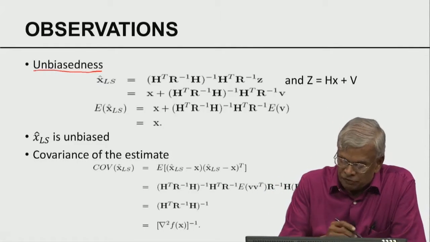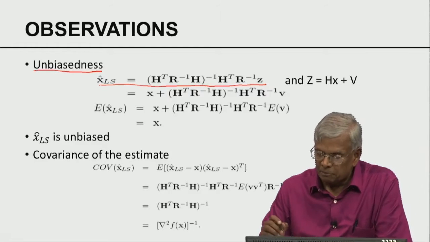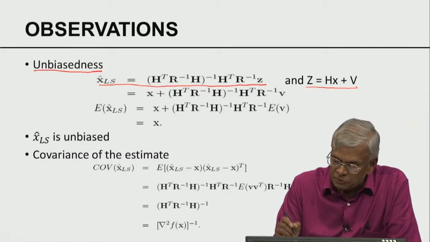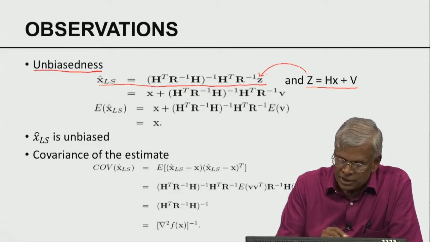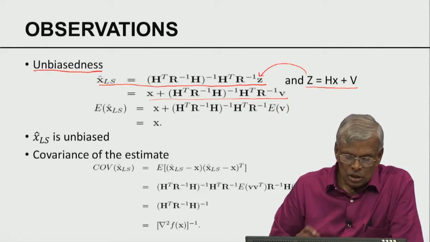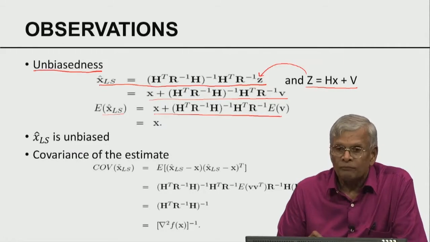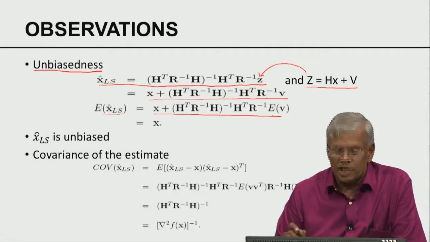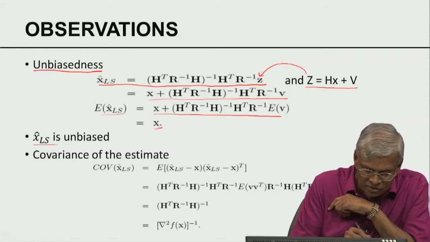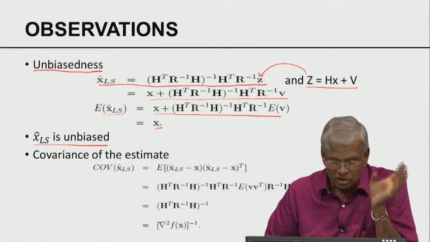From the previous slide, this is the expression for the estimate, but please remember z is equal to Hx plus v. So, if I substitute this z in here and simplify, simple algebra leads you to this. If I take the expectation of both sides, the expected value of v is 0. So, the expected value of the estimate is equal to the unknown, and hence the estimate is unbiased. The least square estimate is unbiased in this case.